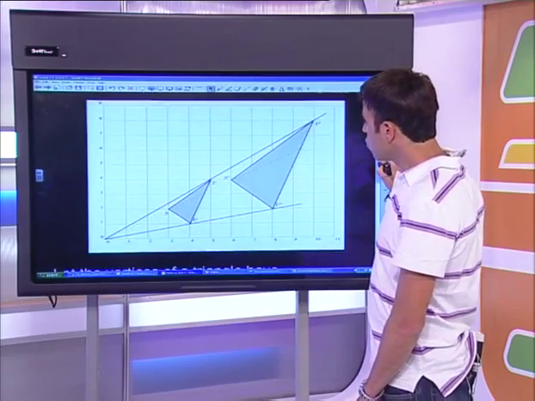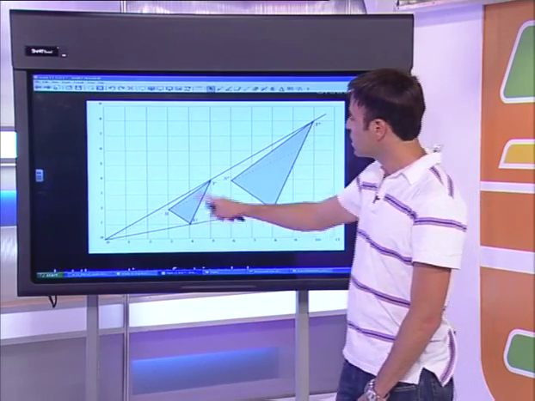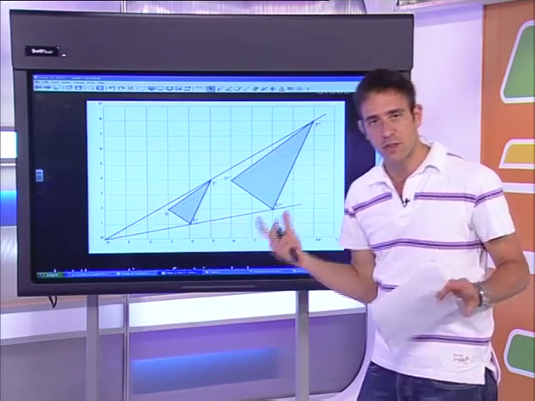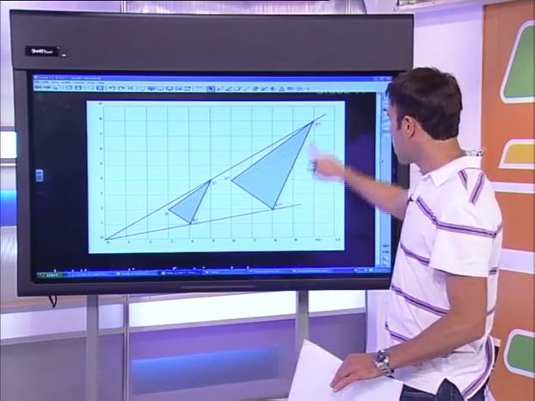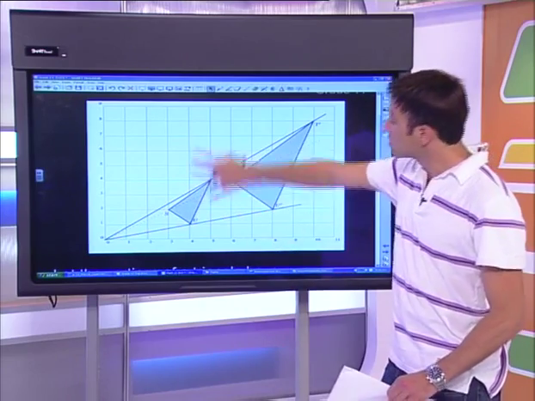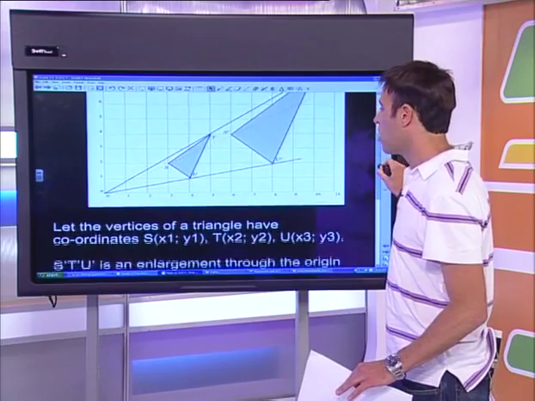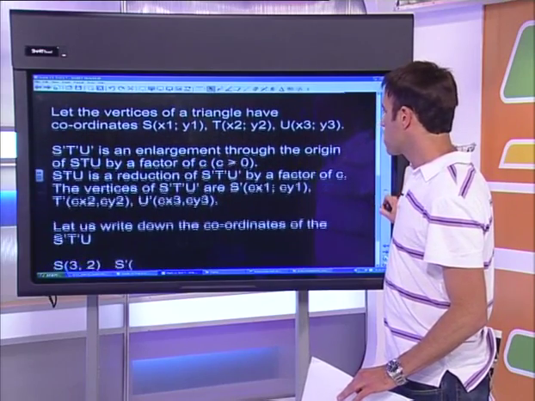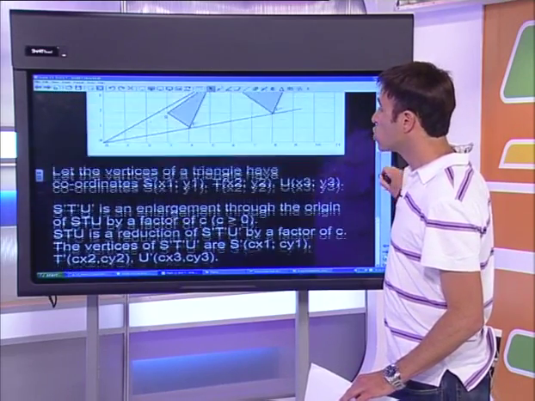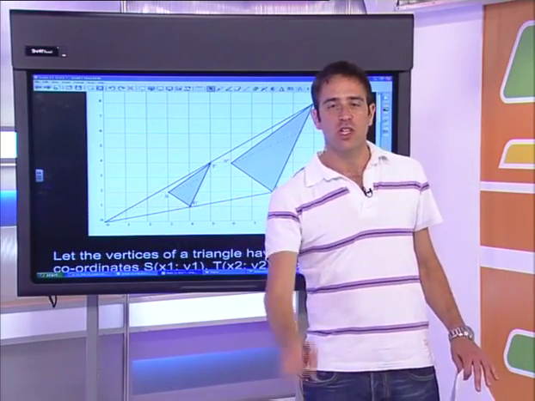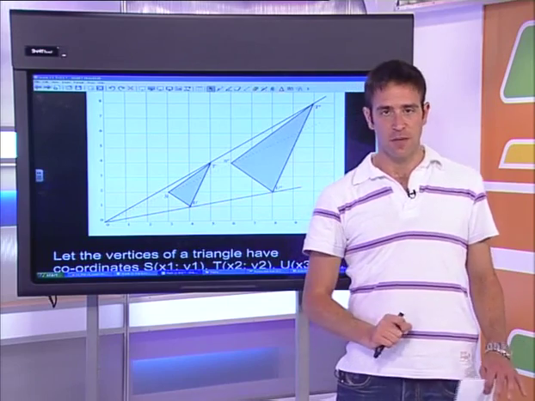So what we have is triangle STU, and we have an enlargement. You can see that because obviously it's bigger, and it's S prime, T prime, U prime, okay? You can see the coordinates. I'm giving you some hints here, and the questions for this are: write down the coordinates of the original and the coordinates of the transformation, and then I want you to give me the scale factor, okay?